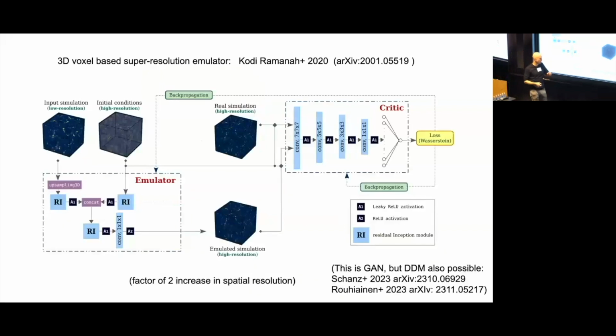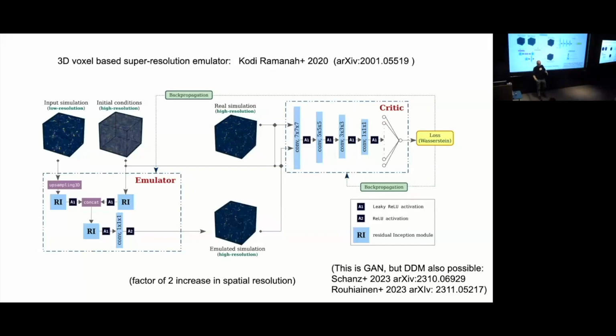The first paper on this, I think, was this nice work by Cody Romano et al., again about 3 years ago. The simulations are particle-based, but this was based on voxels, so the simulation was put onto a grid. Again, we have this GAN architecture, where instead of giving noise as the initial condition, in this case it's an emulator. You give initial conditions at high resolution, and you give a low resolution simulation at the time step that you want to simulate.